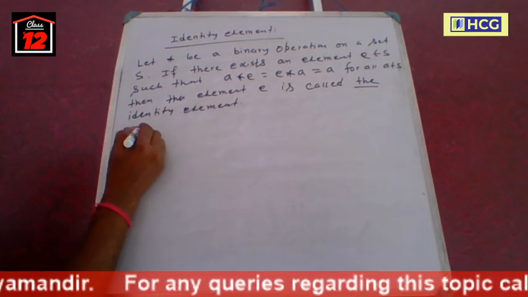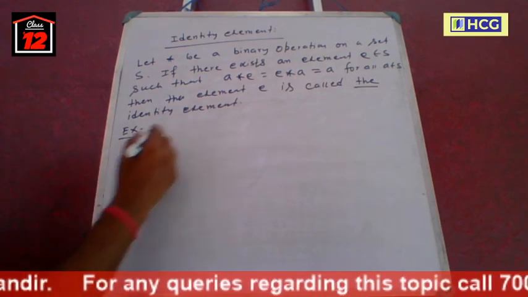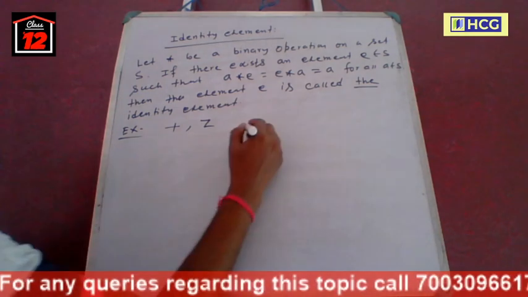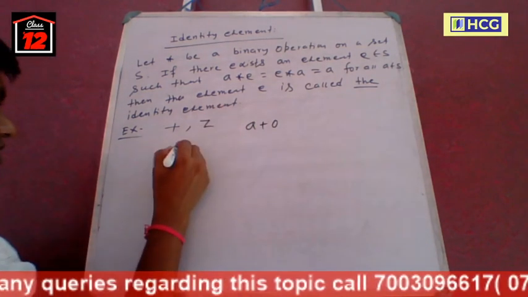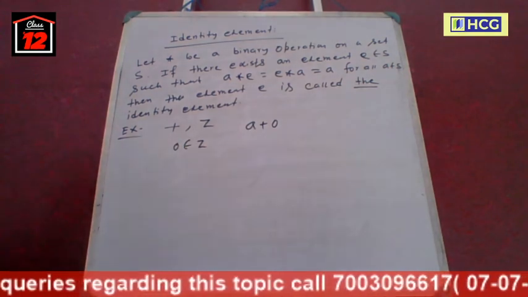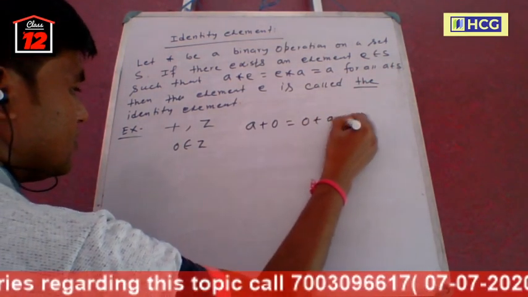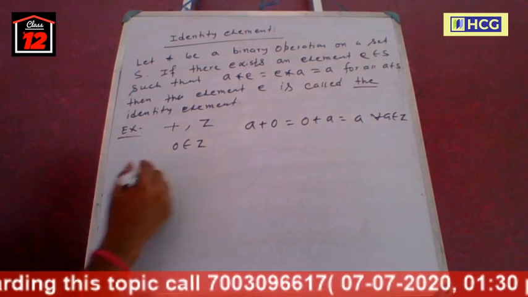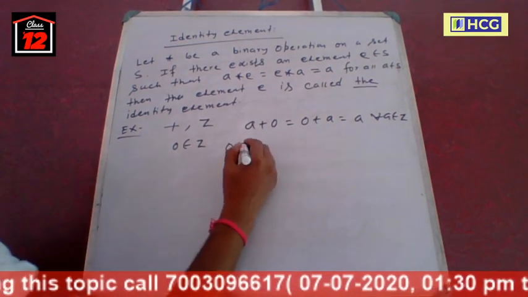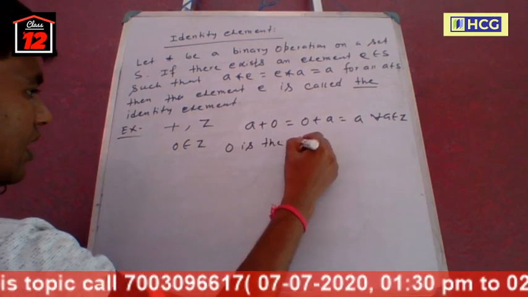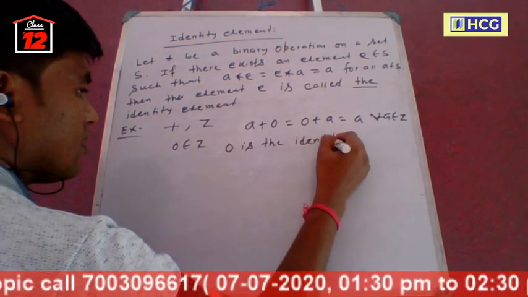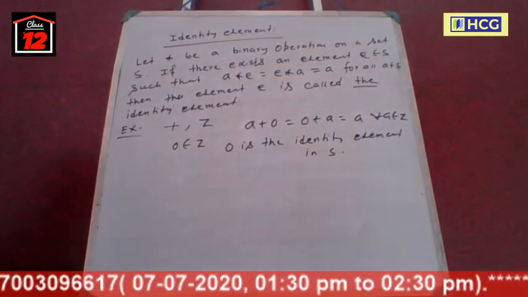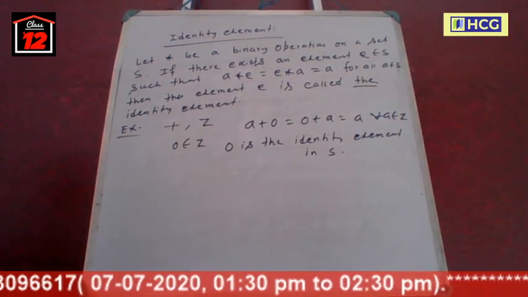Now, for example, the operation is usual addition over the set of all integers. Now A plus 0, where 0 belongs to Z. So A plus 0 equals 0 plus A, which equals A for all A belongs to Z. Therefore, 0 is the identity element in S.